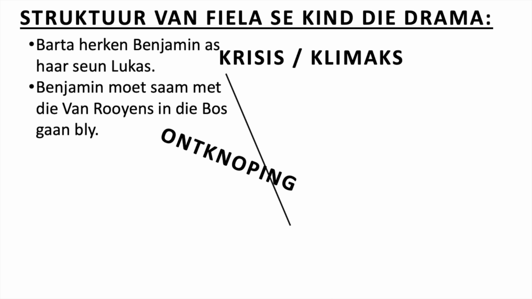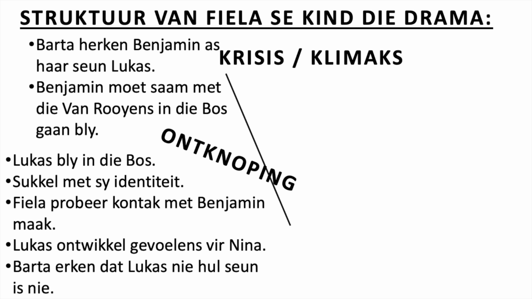So ontknoping, so this is where the tension starts. Obviously, we're building down from the climax, the high point that we actually reach. We're starting to go down from there. So Lucas bly in die bos. So Lucas stays in the bush.